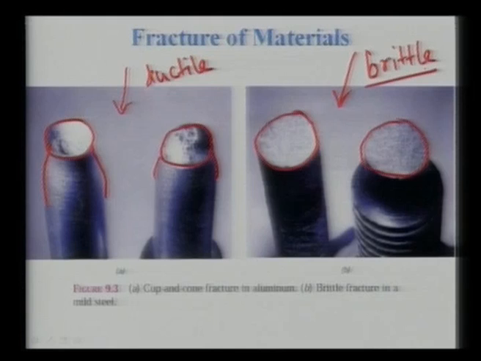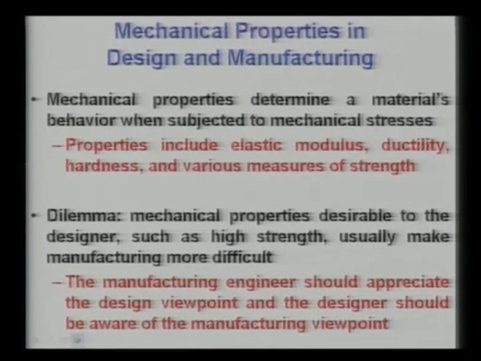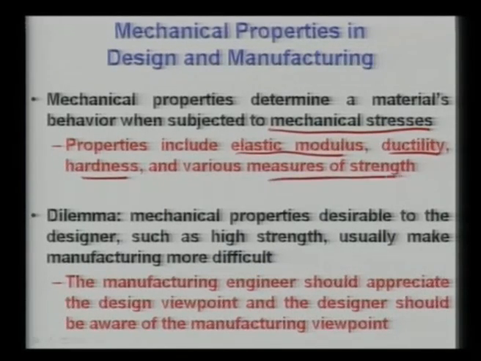So essentially from this view graph you can clearly distinguish between ductile and brittle fracture. In case of ductile fracture, you have large deformation prior to fracture. In case of brittle fracture, the material simply breaks into two pieces without undergoing much deformation prior to fracture. Now why are mechanical properties important? They determine a material's behavior when subjected to mechanical stresses, and these properties include elastic modulus, ductility and hardness, and various measures of strength.